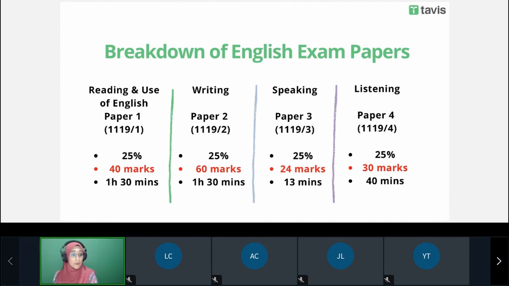Okay, so I'll brief you on the breakdown of your English exam paper. The first paper is Reading and Use of English. This is your Paper One, and it is 25% for each paper.